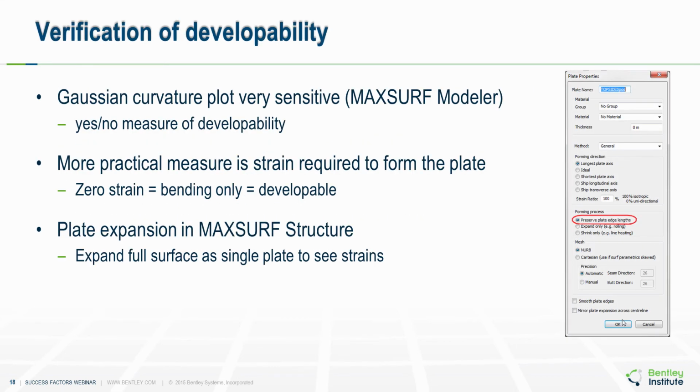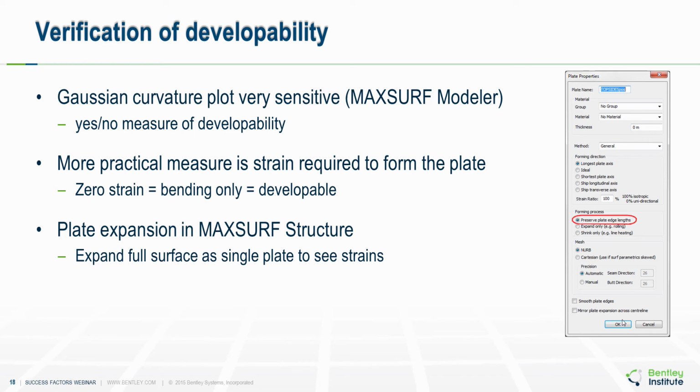So how do we check how developable a surface is? Well, within MAXSURF Modeler we have the Gaussian curvature plot, but this is very sensitive to developability, and really it either says yes it's developable or no it's not developable. If it's 0 then it's developable, if it's anything other than 0 then you can say it's not developable, but it's very hard to say how much stretching or shrinking might be required on the plate when you actually form it.